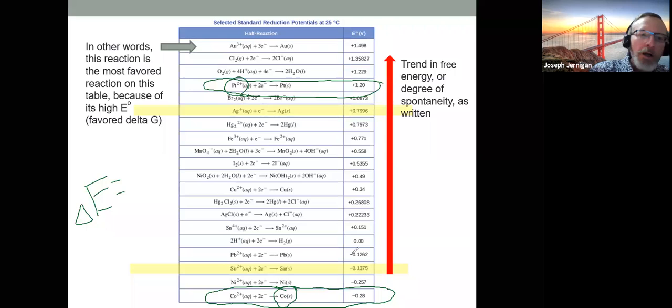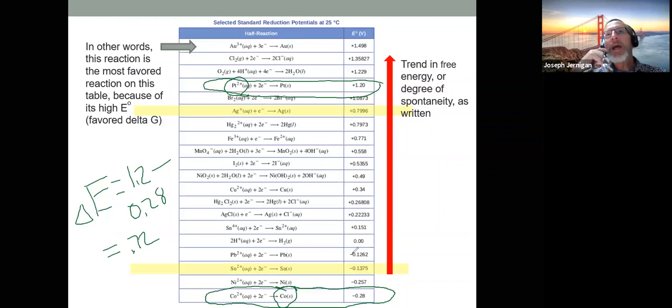Delta E is equal to what? 1.2 minus what? 0.28 is equal to 7.72. Is everyone getting the math that we're doing here?